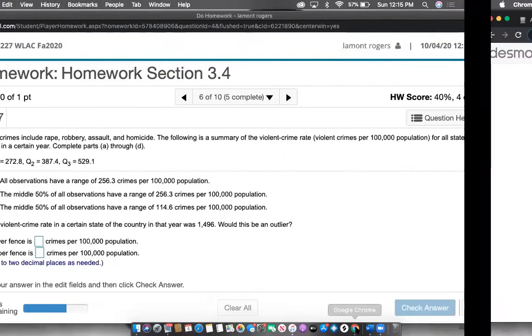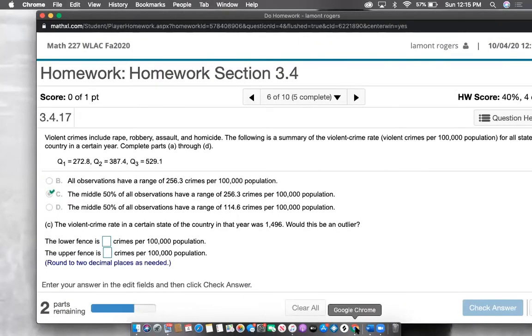So we have to go back. Where's the problem? We have the Q1 and the Q3. Now look, it says 1,496. That's a big number, right? So we only care about the upper fence. We don't care about the lower fence. We know it's not a lower outlier. It's got to be a bigger outlier because it's a big number compared to Q1, Q2, and Q3, right?